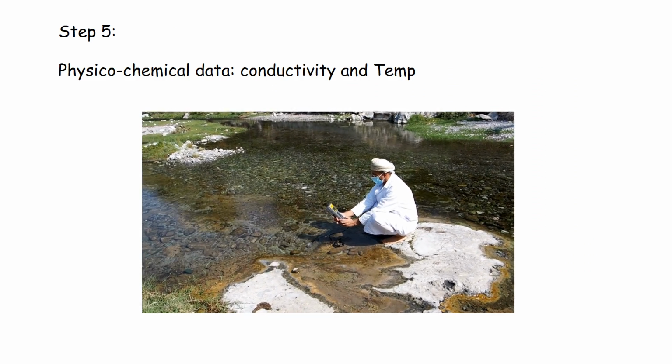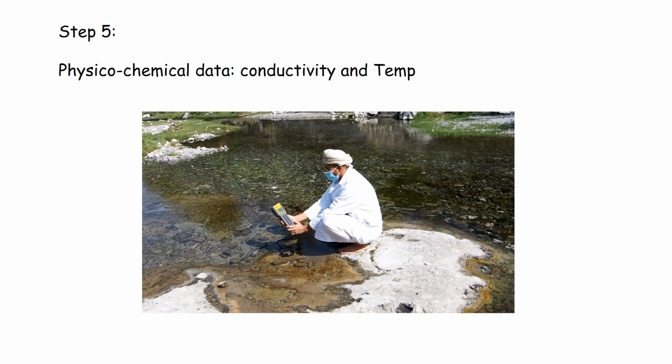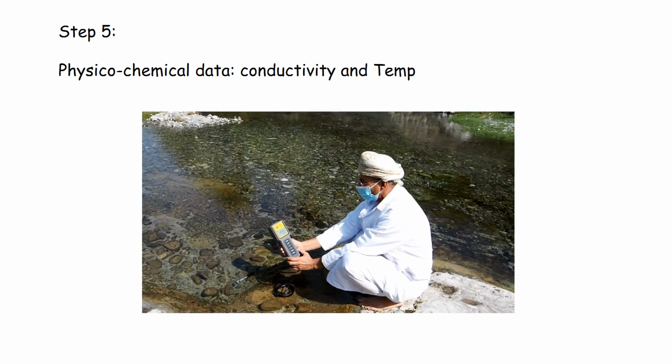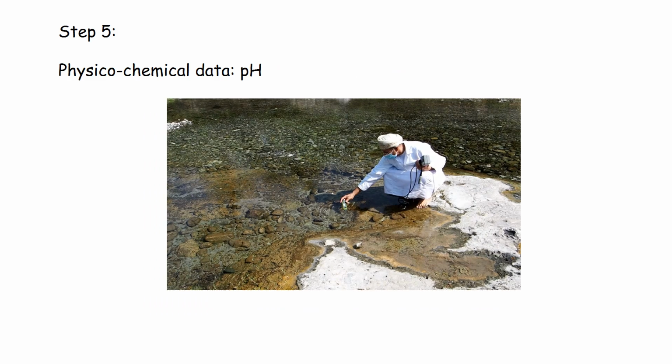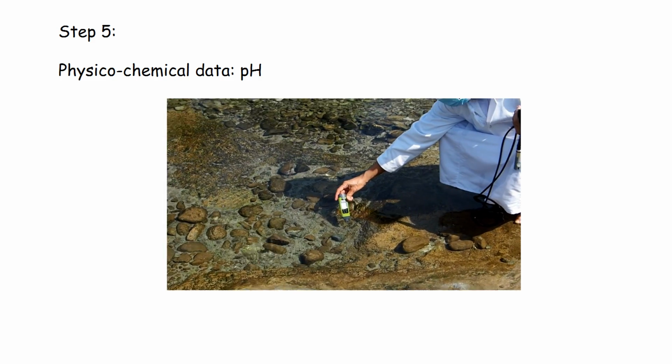The final thing is to check the physical-chemical data, such as conductivity and temperature. As you can see from the meter, the temperature is high and the conductivity is also high because this is a hot springs. pH also is high. The system is quite alkaline.